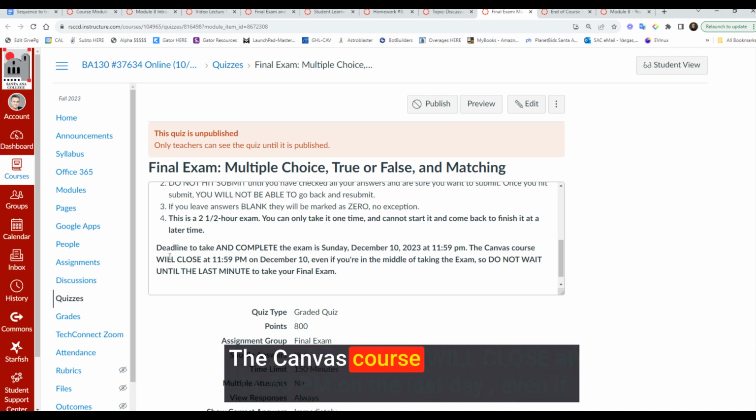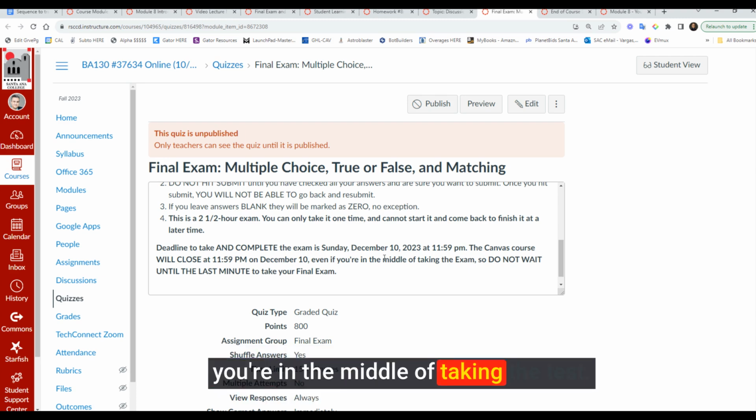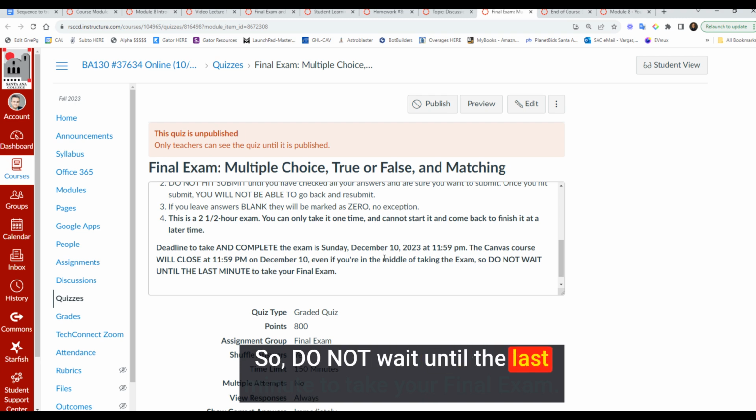The Canvas course will close at 11:59 p.m. on the last day, even if you're in the middle of taking the test. So do not wait until the last minute to take your final exam.